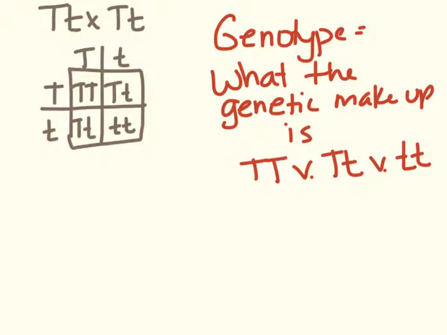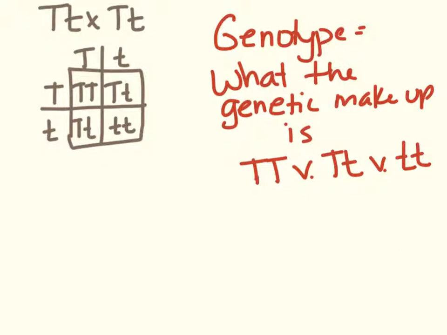So if again we look at the same cross, this time we're going to look at the genotypic probabilities for this particular cross. This is actually the genetic makeup of the individual. There are 3 different types of genetic makeup. We have 2 capital T's, we have a capital T and a lowercase t, and we have 2 lowercase t's.